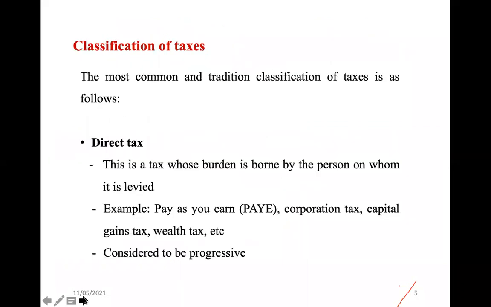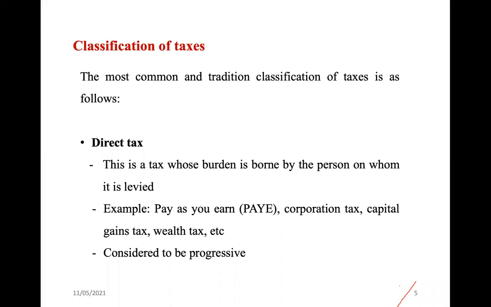Okay, so if there's no question, then I would like to move further to look at other classifications of taxes. So taxes can generally be classified into 2. You have direct taxes and indirect taxes. And so when we say direct taxes, we mean that the burden of tax is borne by the person on whom it is levied.